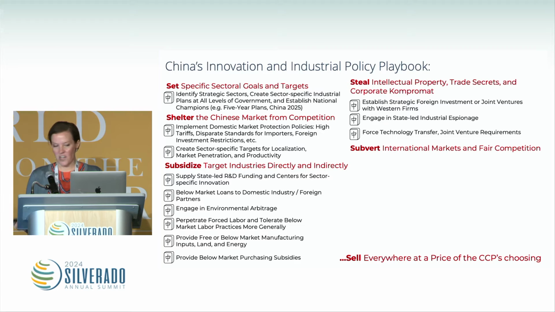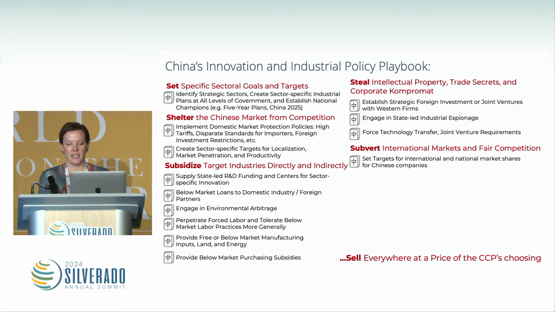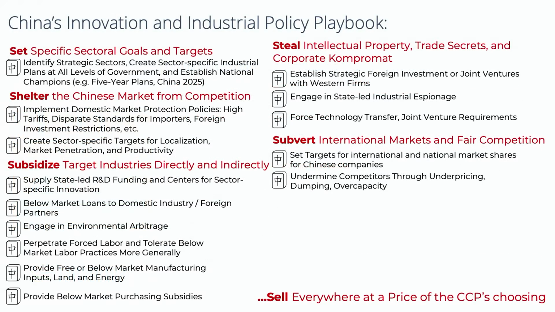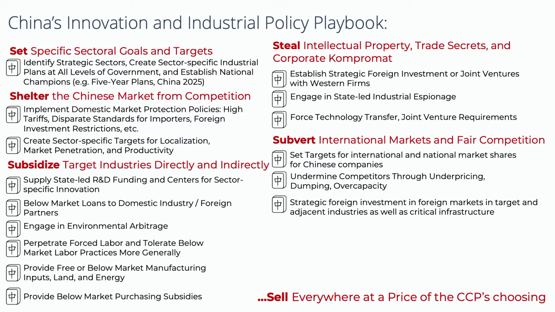Next, China subverts fair competition in their domestic market and in international markets. After stealing and subsidizing has provided these Chinese technologies with a toehold in global markets, they subvert competition through a variety of these non-market strategies, including setting targets for market share, undermining competitors through predatory pricing, dumping, and overcapacity, making strategic investments in adjacent industries and critical infrastructure in key markets, and engaging in economic coercion and intimidation.